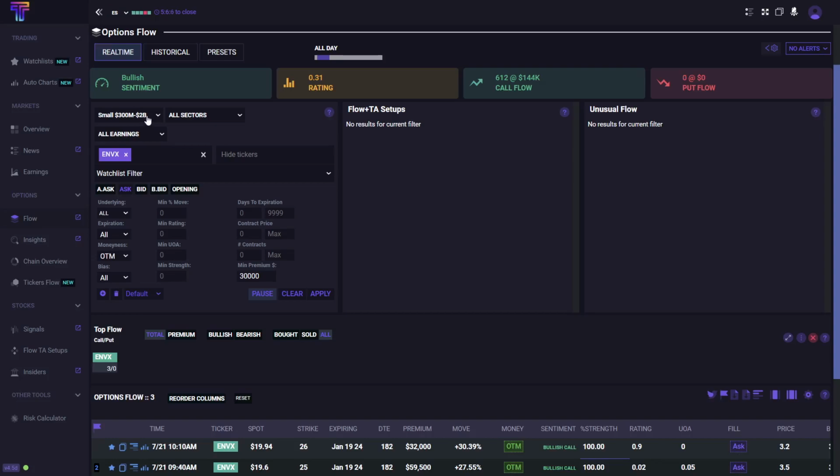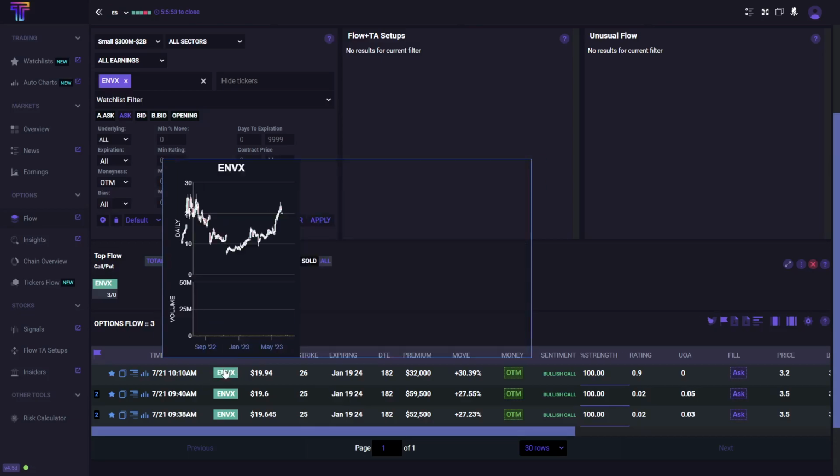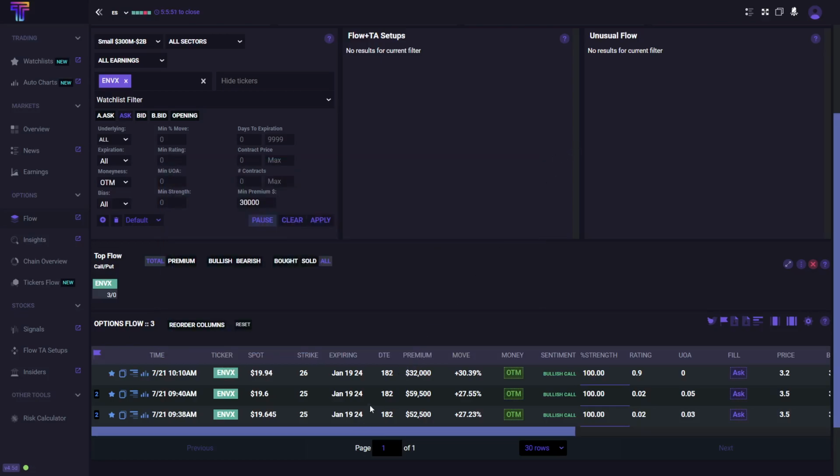$15 million to the bull side on a small cap company tends to lead to exaggerated moves that mimic that transaction. So in this case, you can expect ENVX to make a strong move to that $25, $26 level within the next 182 days.